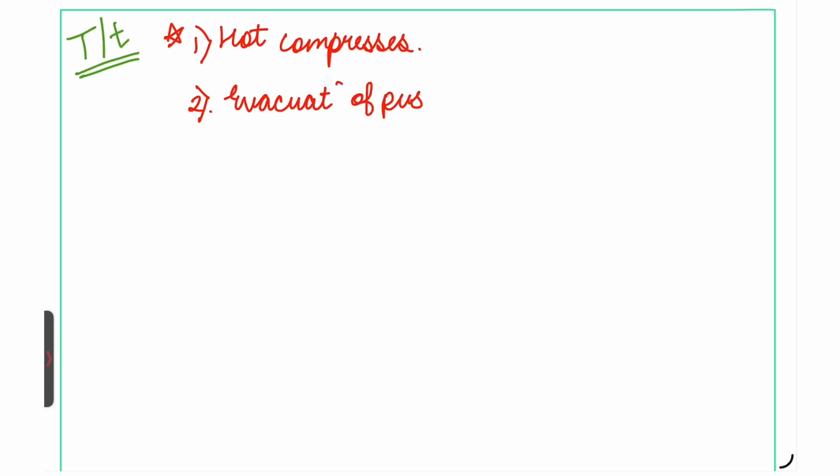The first step in treatment, which is very useful, is hot compresses. We give hot compresses 2 to 3 times a day. Then, when we know that there is a pus point, we do evacuation of the pus. And when a lash follicle is involved, we epilate the involved lash.